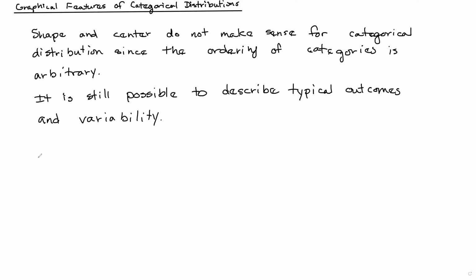With that in mind, we are going to talk about the mode. We mentioned the mode in the video on numerical distributions, and we said that it wasn't very helpful. It doesn't work very well with numerical distributions. The mode is ideal for categorical distributions. So we are going to use the mode here, and the mode is going to be our value for the typical outcome.